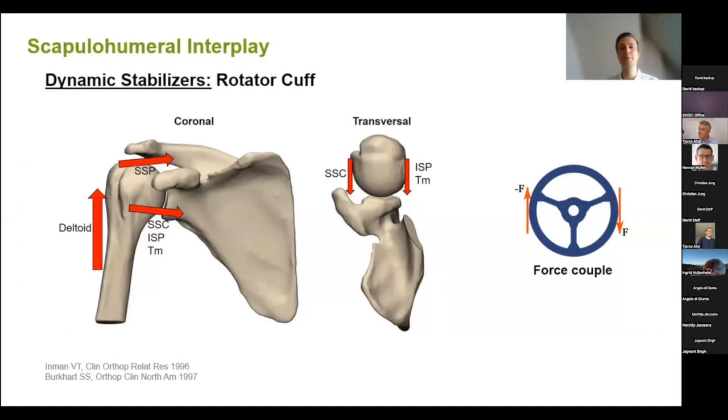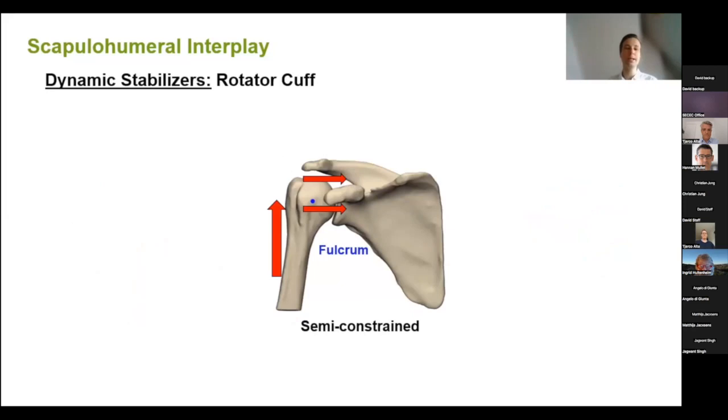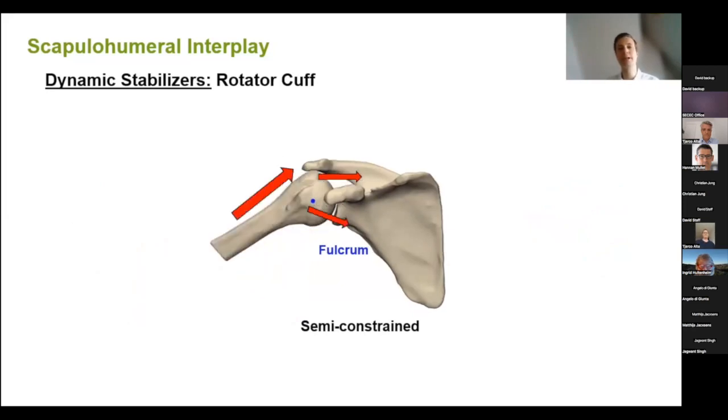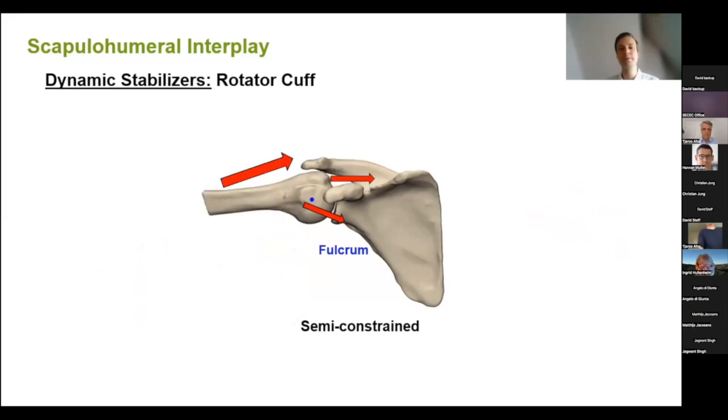A force couple is a combination of agonists that exert two parallel forces with identical magnitude in opposite direction, resulting in a balanced force moment which allows for rotation. In the coronal plane of the shoulder, a force couple can be seen between deltoid and supraspinatus versus inferior rotator cuff. The transverse force couple is a balanced moment between anterior and posterior rotator cuff. These force couples are important to provide a fixed fulcrum which allows for elevation or abduction of the humerus.